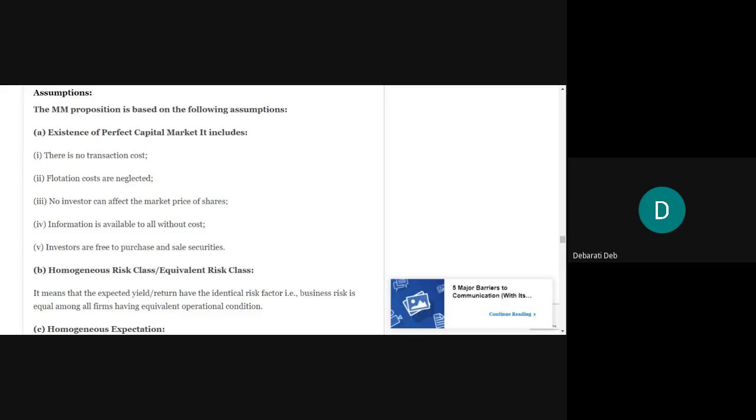Okay, the first assumption says existence of a perfect capital market. What is the meaning of a perfect capital market? It means there will be no transaction cost, which is not practical. There has to be transaction cost, there has to be service charges. Otherwise, shares and securities cannot be floated in the market. So their first assumption says that there exists a perfect capital market. Under this, it includes that there are no transaction costs. Next is flotation costs are neglected.